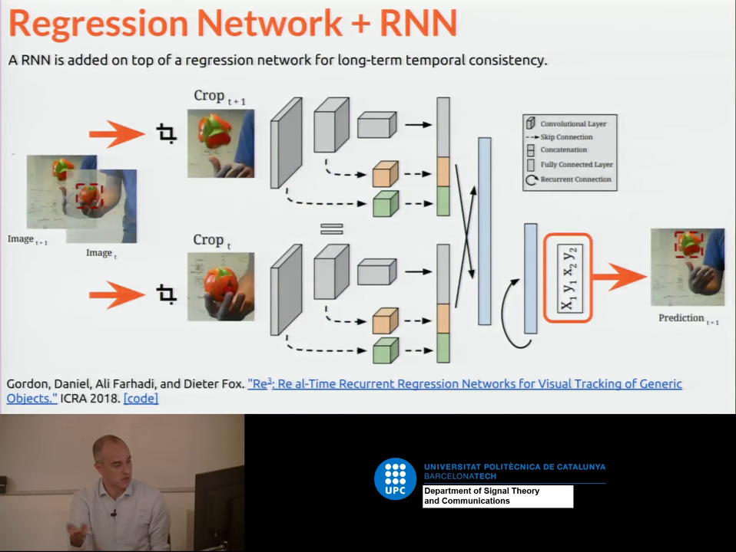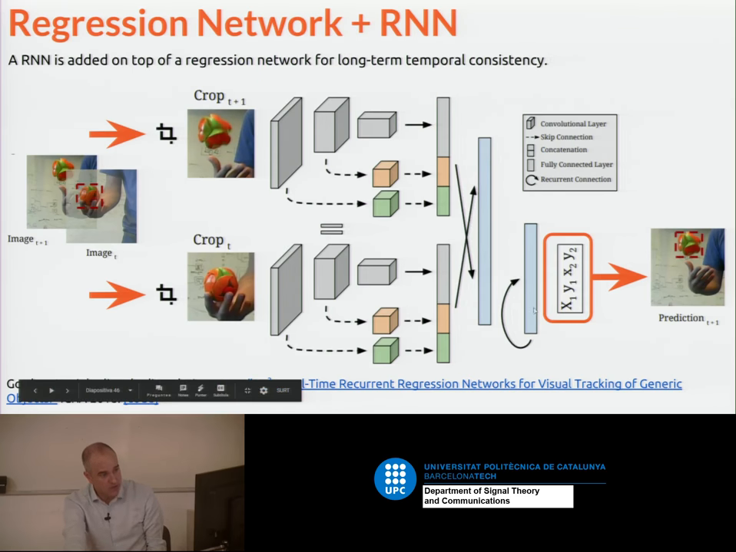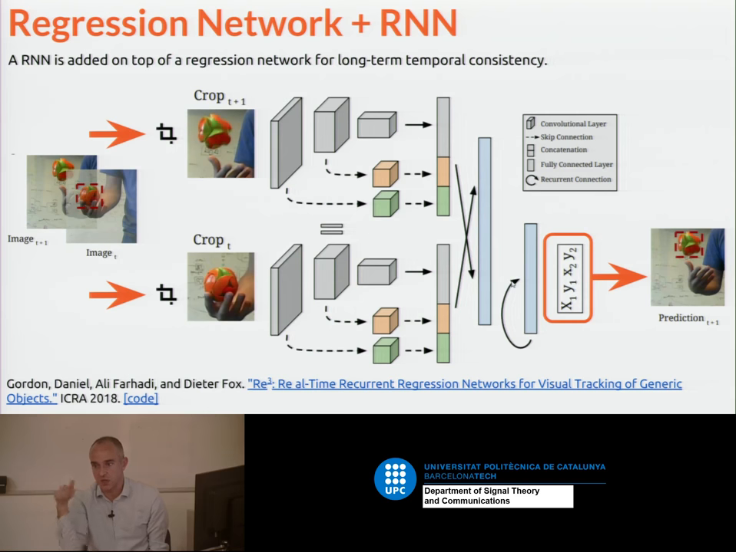Then there was another improvement where they do exactly the same thing. They do the crops, and on top of that you extract the convolutional features. And now over here, this is the fully connected layer. And this last one, which predicts the box coordinates, x, y's for the box, this arrow over here means that it's a recurrent connection. So this last layer is not fully connected. Let's say it's an LSTM, so it remembers what was the bounding box in the previous frame. And of course, that regularizes all the predictions.